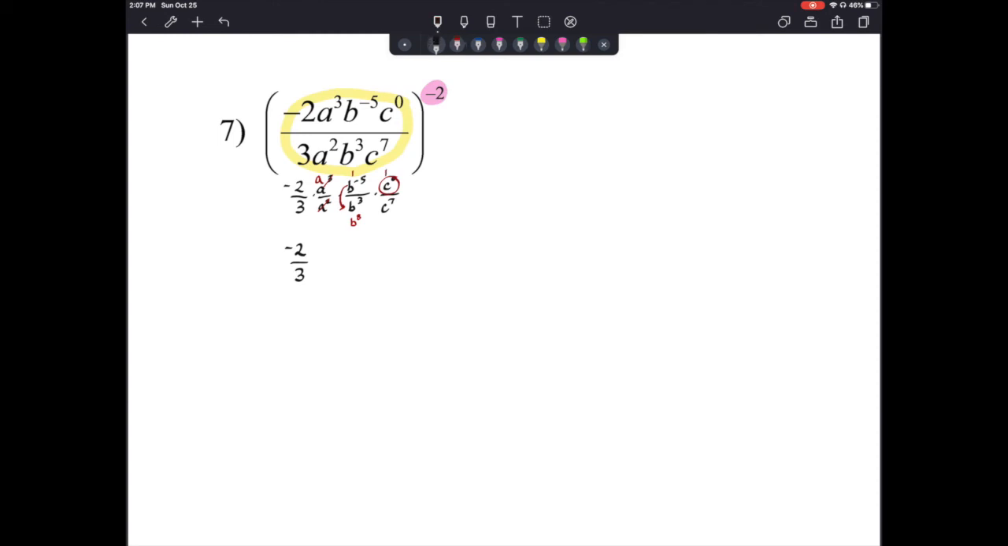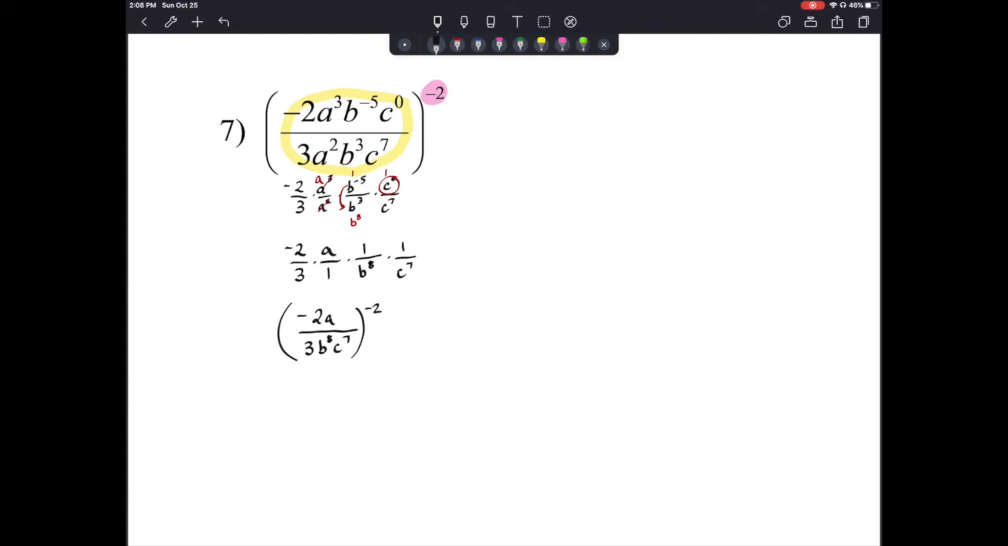So what we've actually looked to do is simplify this and make it a little bit easier for us as we move forward, right? We have negative 2 over 3, a over 1, 1 over b to the eighth, and then we have 1 over c to the seventh. Put it all together, it's just negative 2a over 3 b to the eighth, c to the seventh. Now it's still being raised to the negative second power.